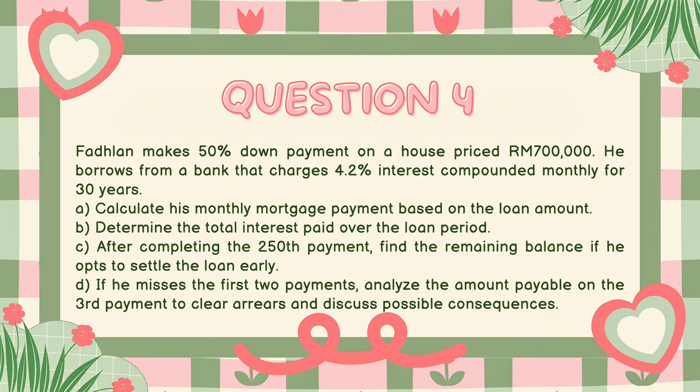Now we will proceed with question 4. Fadlan made a 50% down payment on a house priced at 700,000 ringgit. He borrows from a bank that charges 4.2% interest compounded monthly for 30 years. For question A, we need to calculate his monthly mortgage payment based on the loan amount.